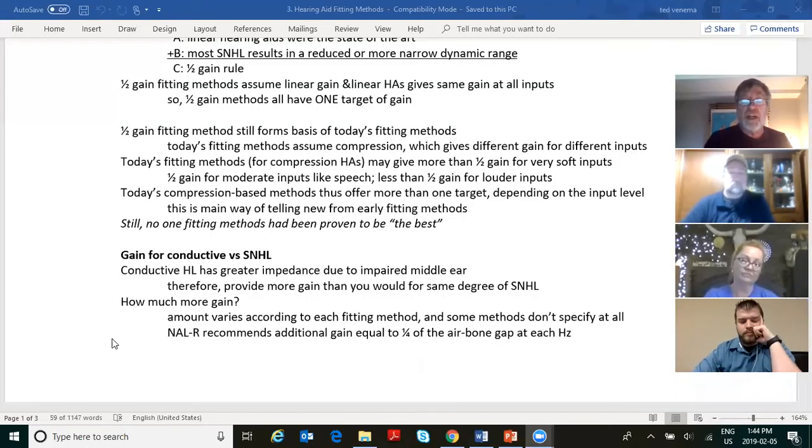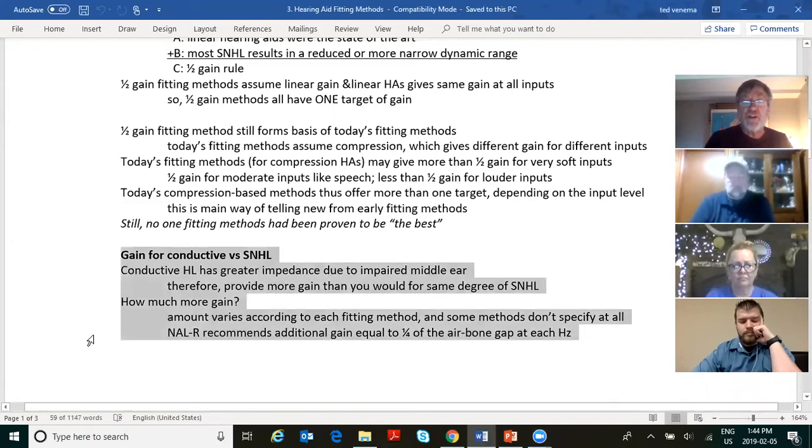That 50 dB conductive loss is given more gain than a 50 dB sensory neural loss, because sensory neural loss is just hair cell damage, whereas conductive loss is a physical blockage. So the two hearing losses, even though they're the same amount in dB, you give a little bit more for conductive loss, because conductive loss is a physical blockage. So that's where NAL even addressed it. So conductive loss, how much more gain would they give?